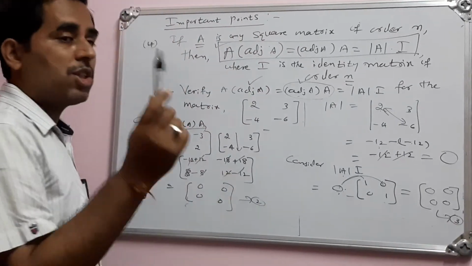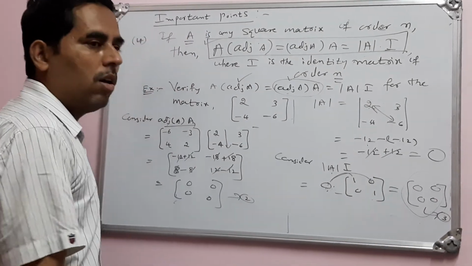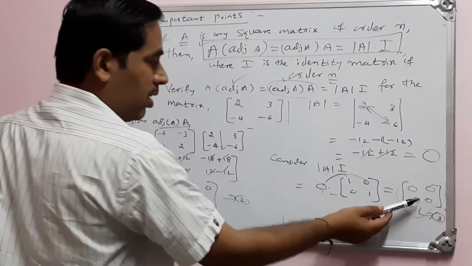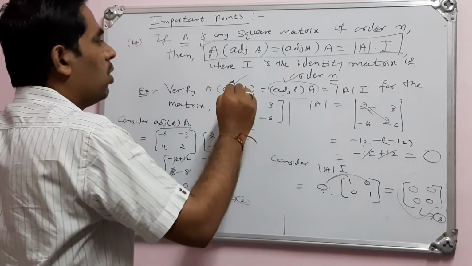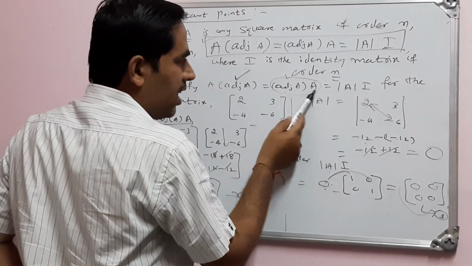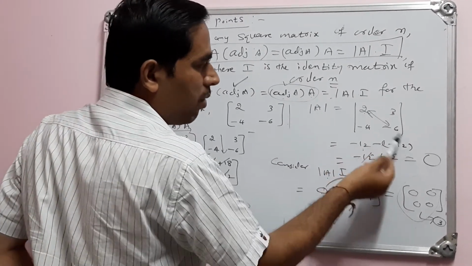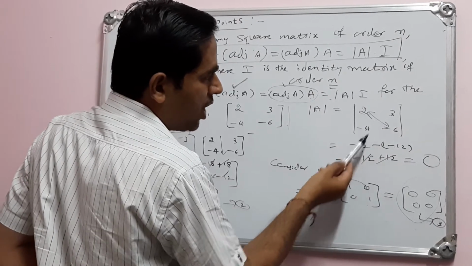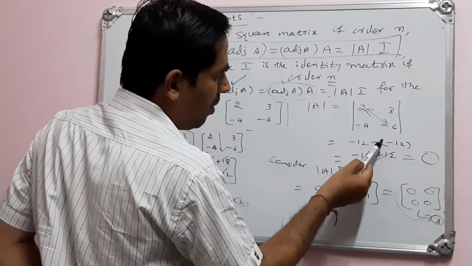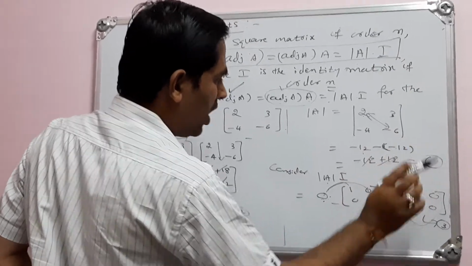See, you compare equations 1, 2 and 3. So we got all the elements as 0, so 0 matrix. So we can conclude that A into adjoint A is equal to adjoint A into A is equal to determinant of A into I. Okay, so here determinant of A, we can multiply this, 2 into minus 6 is minus 12, minus of minus 12, product is minus 12, then I will get what? 0.